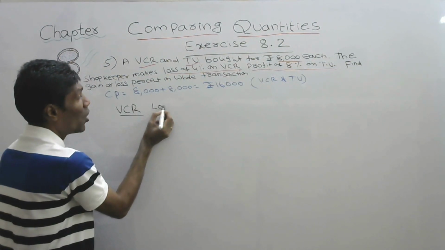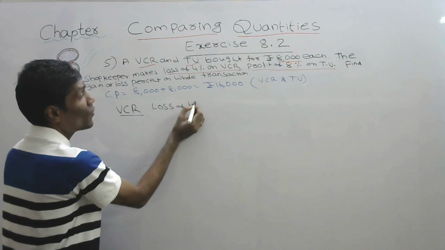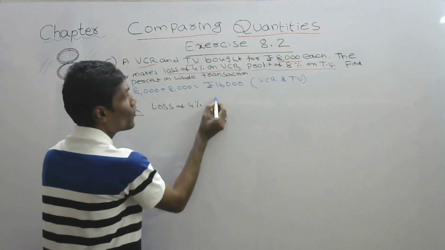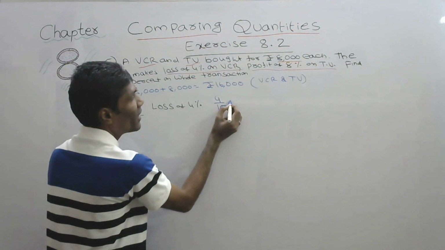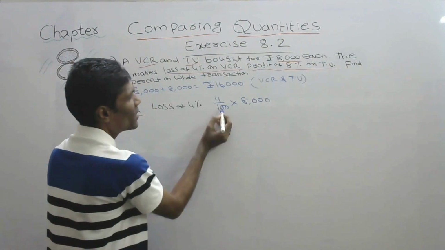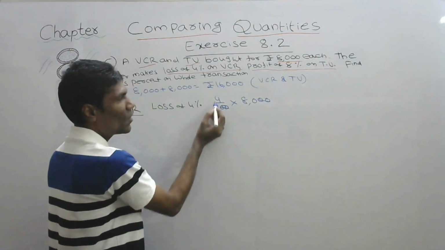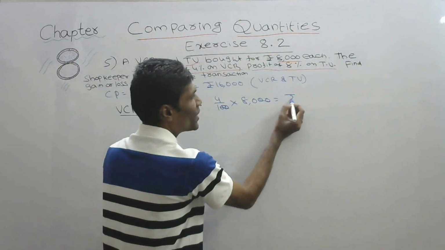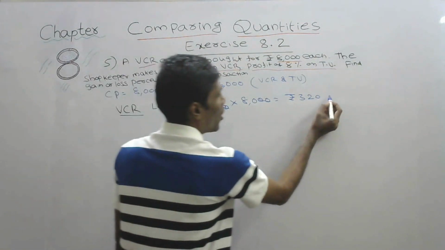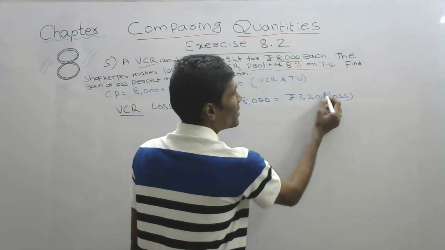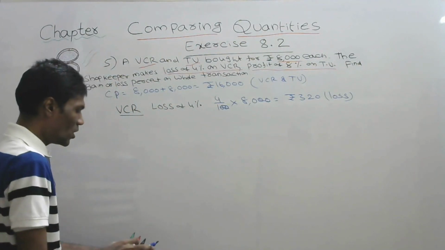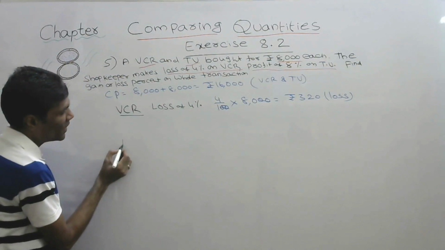He says a loss of 4%. What is 4%? 4 by 100 into the cost price, which is 8,000. Cancel the zeros. 4 8s are 32, so 320. That is a 320 loss on the VCR.